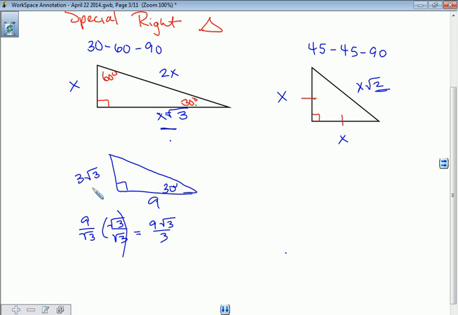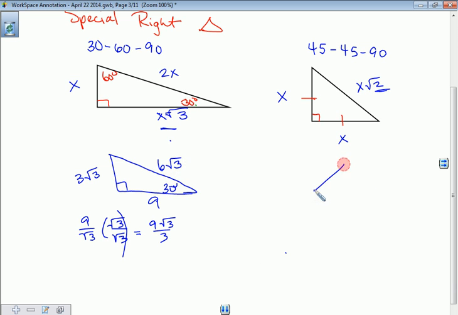Now, some of you like to think backwards like I do, and I would have just said in my head, okay, what number did I multiply by the square root of 3 and get 9? And that's all my brain needs. And I go, oh, that's 3 roots of 3, because root 3 times root 3 is 3, and 3 times 3 is 9. But this always works. Okay? And then we would double this short leg to get the hypotenuse, so it would be 6 roots of 3. Are we good? Yeah. Okay.